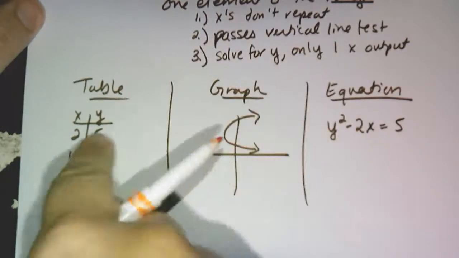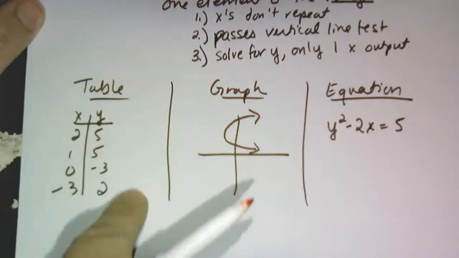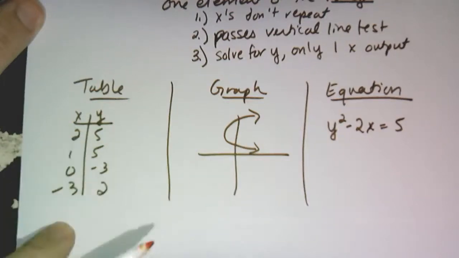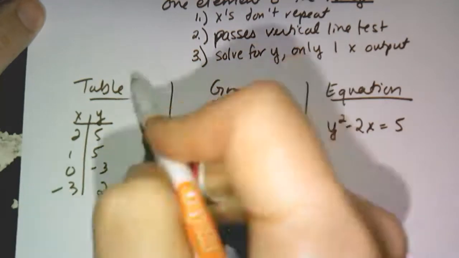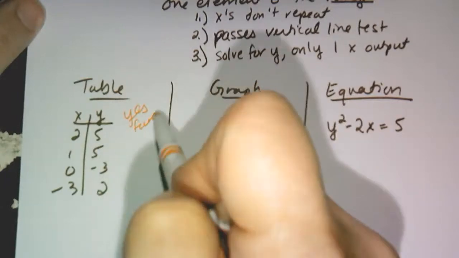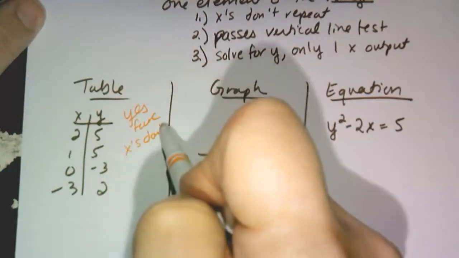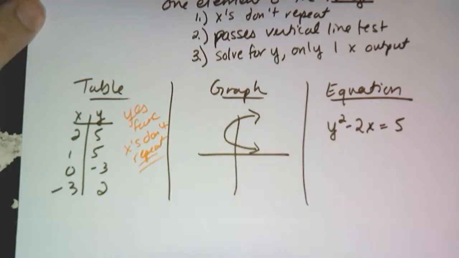So looking at a table, I just look to see, are any of my x values repeating with different y's? Are any of my x values repeating with different y's? No, that's good. I don't want my x's to repeat. So yes, this is a function. The x's don't repeat. Woohoo! Yay! How about this one? Is this a function? No.